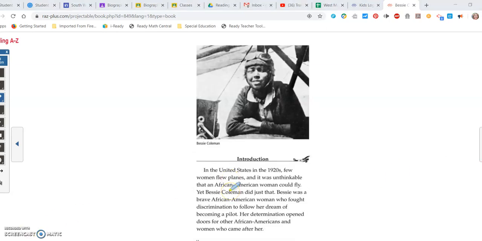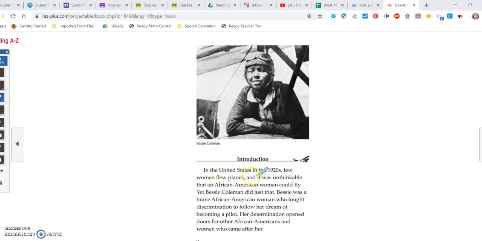Let's start with the introduction. The introduction is going to be the hook. You have already worked on your hook or your lead, but if after reading this introduction you think, wow, there's something I should be adding to my introduction, go ahead and add that in. That's what good authors do. When they're reading something, they use and borrow ideas from other authors to help them with their own writing. So let's read about Bessie Coleman.